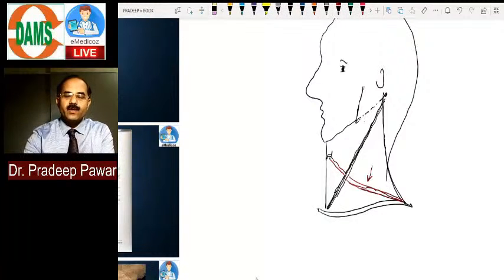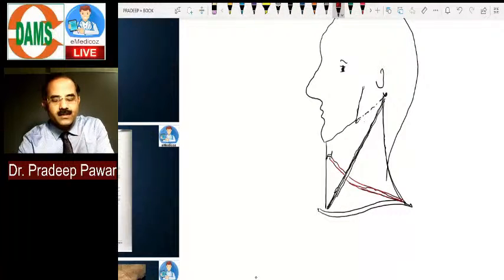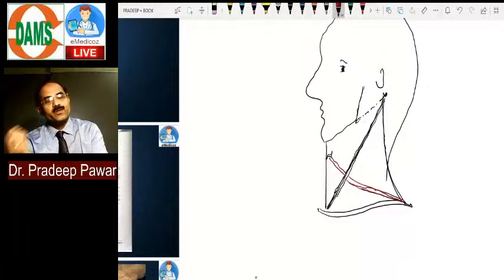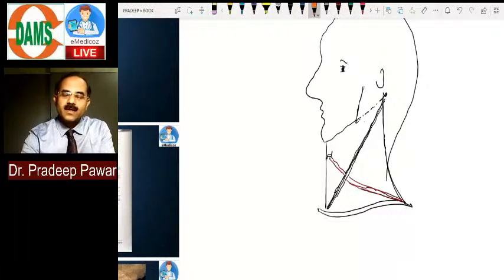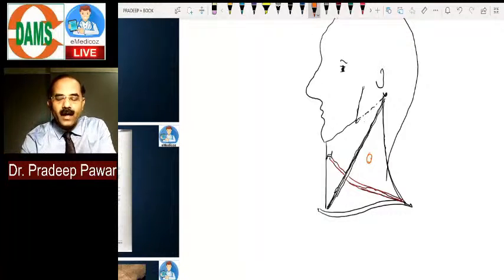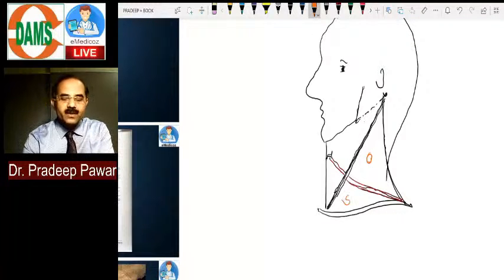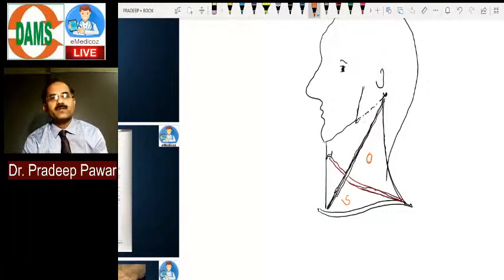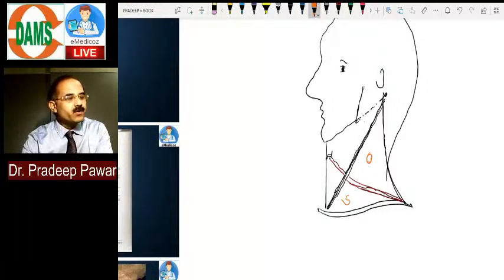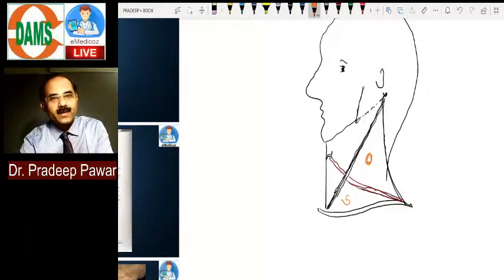Now this inferior belly of omohyoid divides this posterior triangle into further two triangles. This is the occipital triangle, and this triangle is just above the clavicle, so this is the supraclavicular triangle. So the inferior belly of omohyoid divides the posterior triangle into the occipital triangle and the supraclavicular triangle. Getting this, all of you?